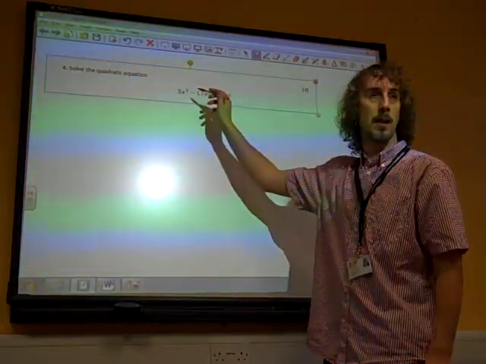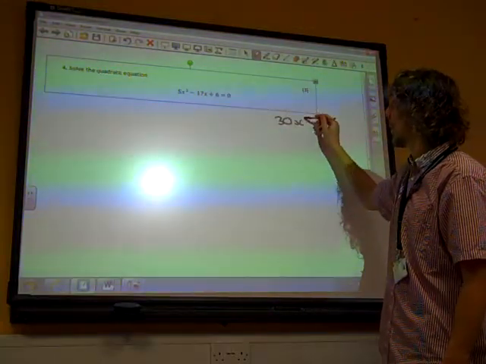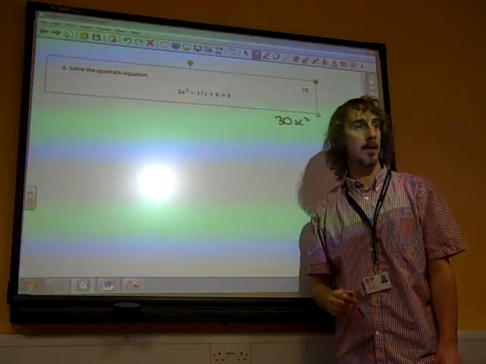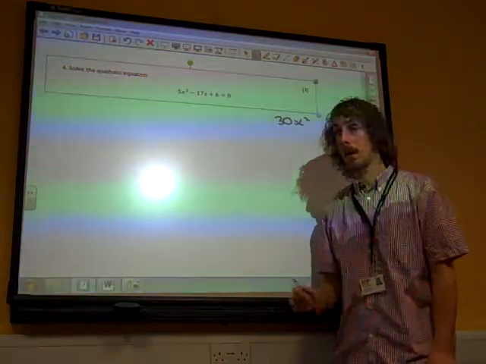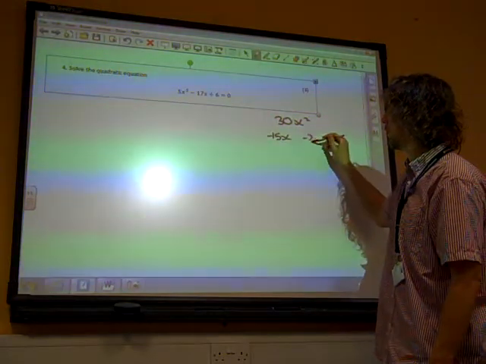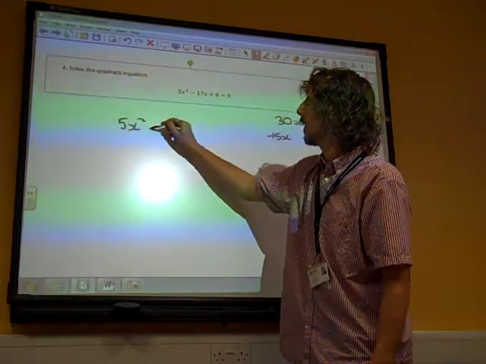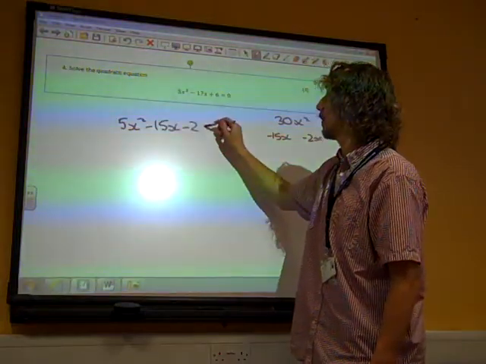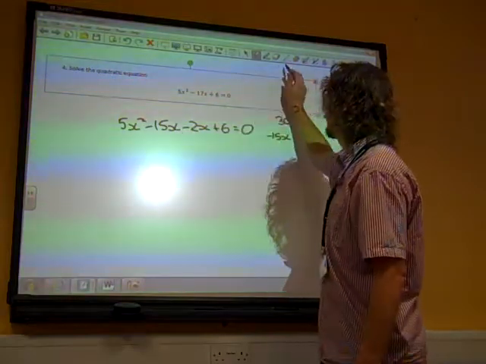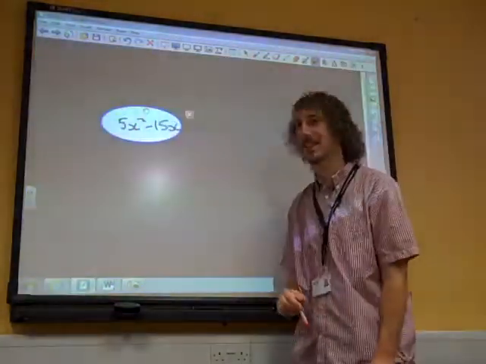And our method for doing this said you multiply first and last things together to get 30x squared. You then think of 2 things that multiply to give 30 and add to give minus 17, and minus 15 and minus 2 do that job. So we're going to write it as 5x squared minus 15x minus 2x plus 6. Factorise it 2 terms at a time. Remember, we just look at the 2 terms.